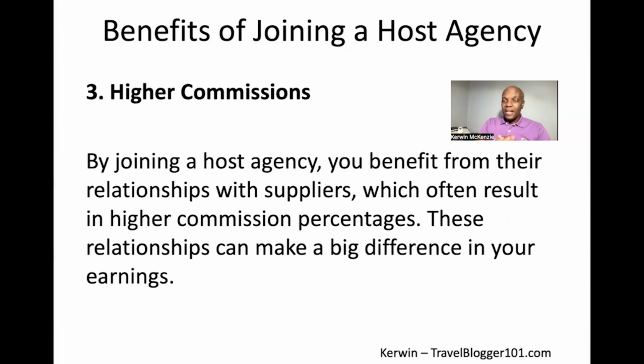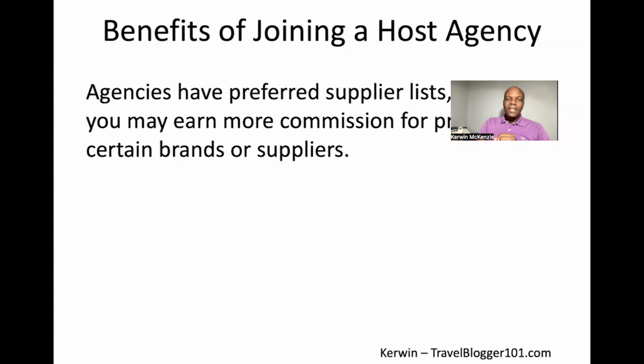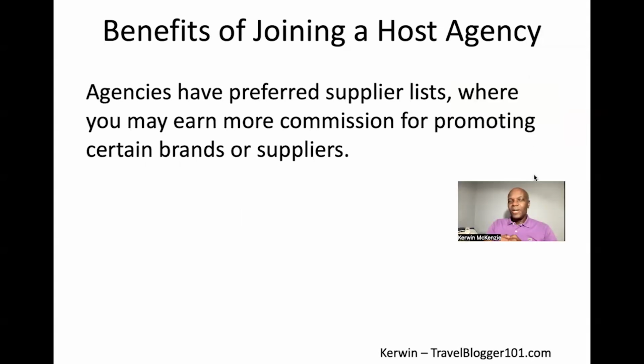The commissions are higher, like I was saying before, because they have a better deal with the companies. Like Expedia, for example, has something called Expedia TAP, which is the Expedia Travel Agency Portal. When you sign up for that under your host agency name, you get to see a lot better prices. Some of the hotels have, like I think Marriott has a VIP thing. You can sign in and you get better pricing for a lot of these high-end hotels. Now, agencies also have preferred supplier lists, where you can earn more commission for promoting certain brands or suppliers, and sometimes they'll throw some of that out.